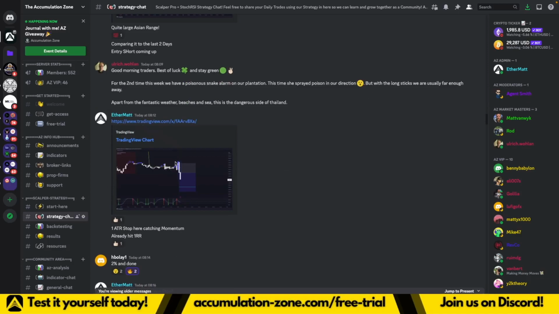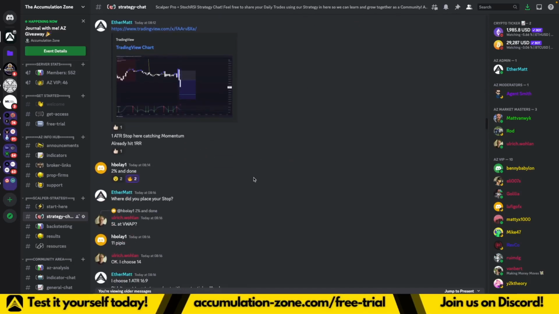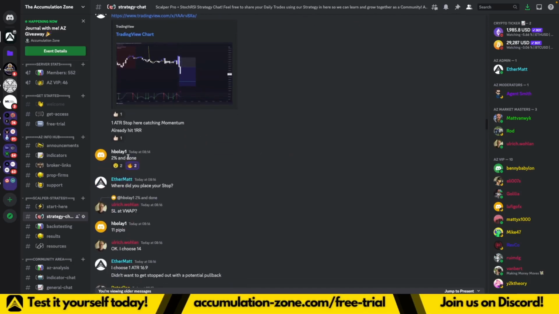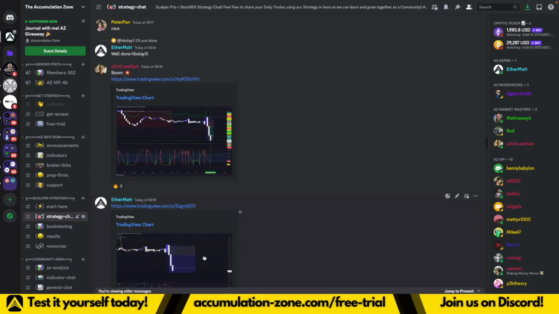But then very shortly we got this entry short, 1 ATR stop here, catching the momentum. And by the time I posted this, because the candle dropped so quickly, the candle was already down right here. But you don't really need me to post the trades on the Discord, and I think our community knows that as well. We had our members profiting very nicely right here. Profit target hit right here for Ulrich as well.